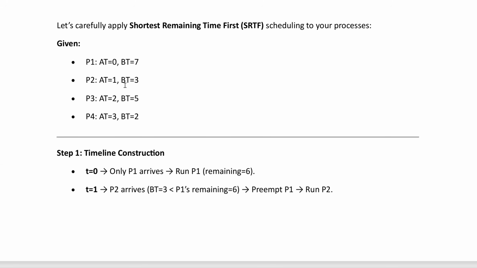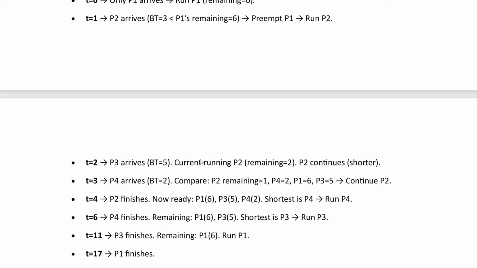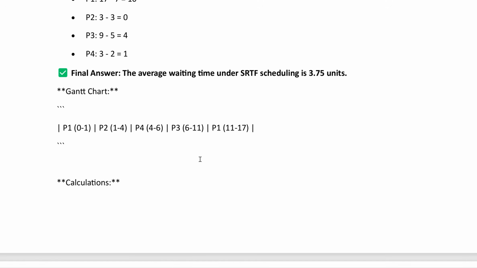So after P2 will run for 1 unit of time, remaining burst time of P2 will be 2, and at 2 arrival time, burst time of P3 is 5. So P2 cannot be preempted. So P2 will run for up to 2 units of burst time, so that I can show you the Gantt chart.